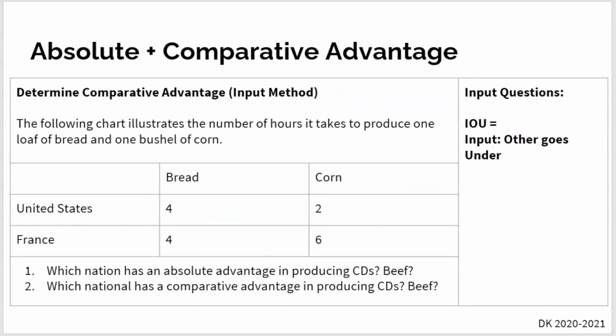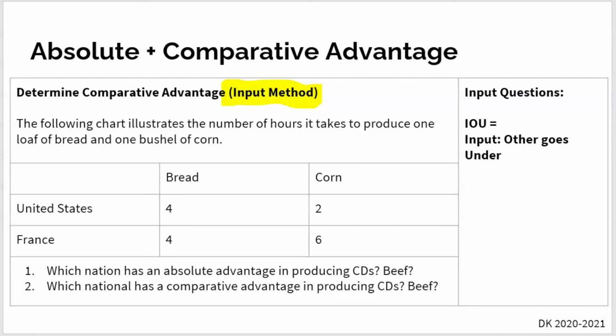The other type of comparative advantage question is known as an input question. So this is different, right? Output questions just look at how many goods you can produce. Input questions take a look at what resources you need to produce those goods. So in other words, we're looking at the factors of production.